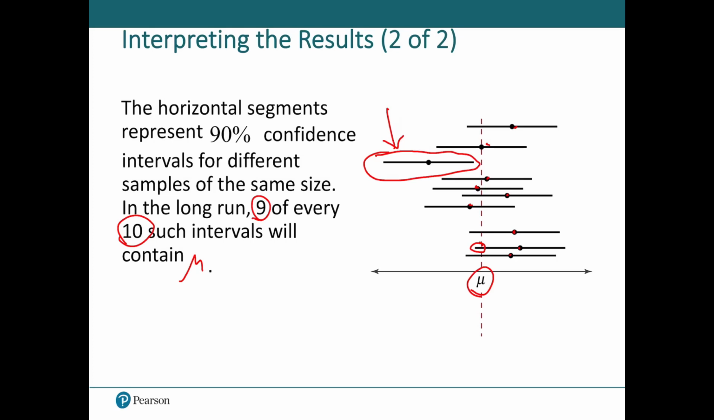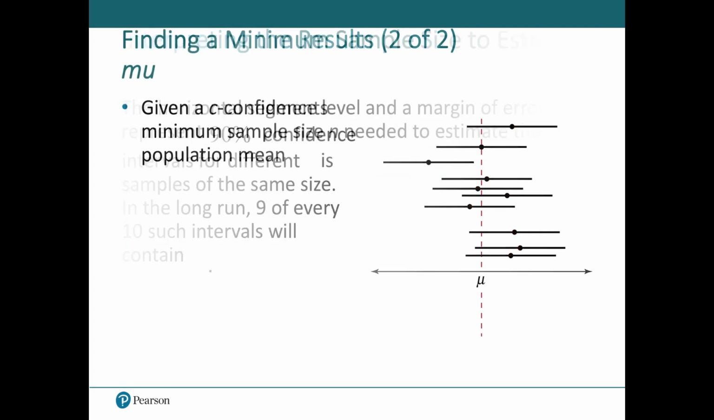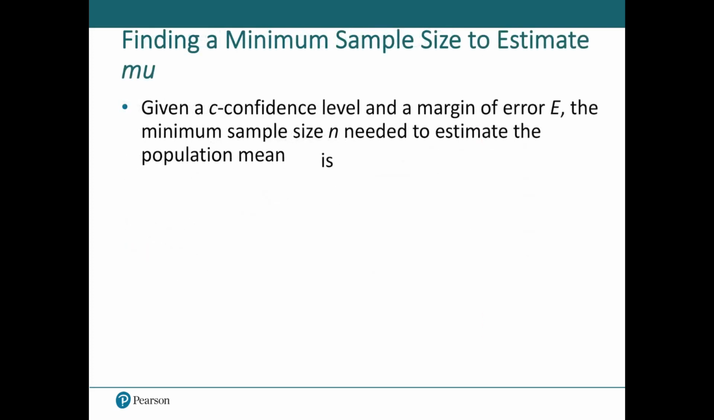Now, that's not to say that we couldn't have had all 10 make it, or even maybe only 8 out of 10 make it. There are probabilities assigned for that kind of thing. But in the long run, 90 out of 100, 9 out of 10 would be correct, and the other would not be, the other 10%.